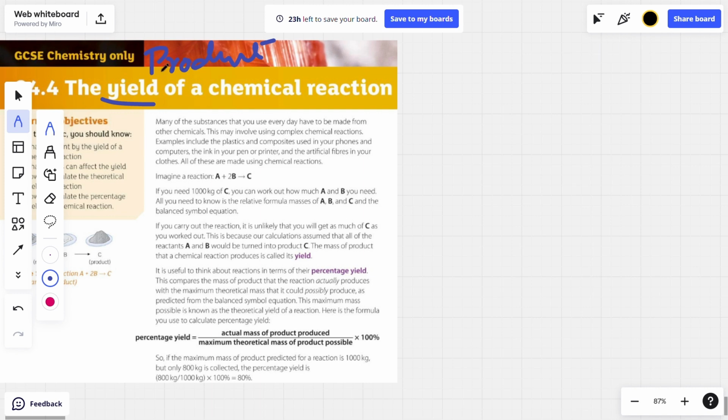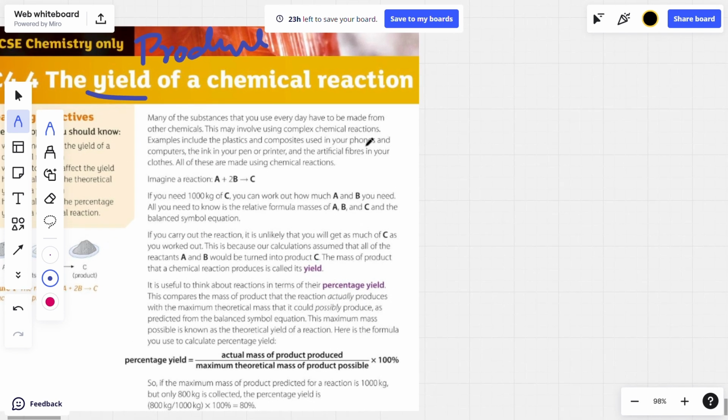So here, what does the yield mean? Yield means the product that is formed at the end of a chemical reaction. Every substance you see around you is made up of chemicals and made through a series of chemical reactions. For example, plastics, composites, phones, computers, pens, printers, artificial fibers, and clothes are all made using chemical reactions. And as you know, in a chemical reaction, the reactants combine to form the products.